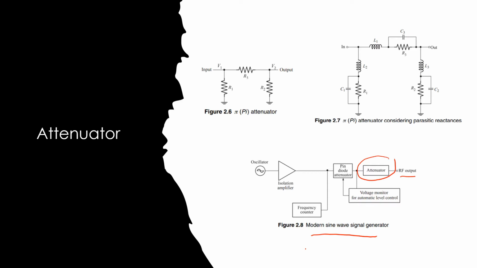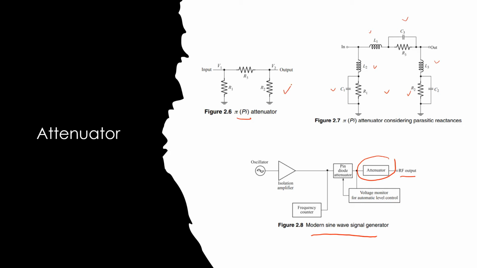So this is the circuit of the attenuator. We can use the pi attenuator like this one. And if we consider the parasitic reactance in the pi attenuator, we have to use the complete circuit of the pi attenuator like this one. So we include L2, C1, L1, C3, L3, and R2 here. And this is the simple design of the attenuator.